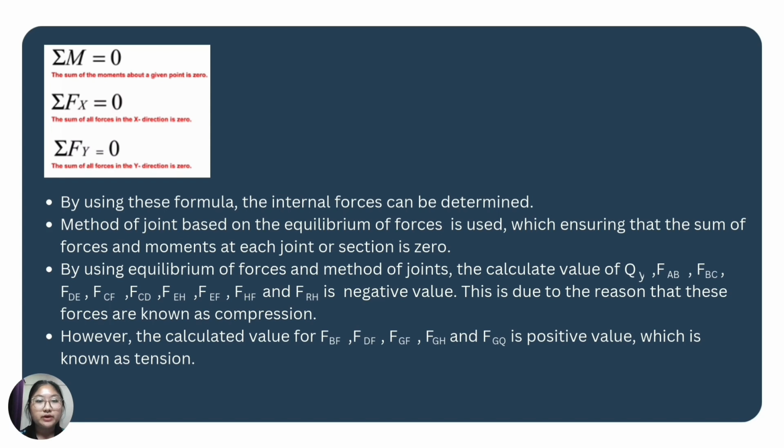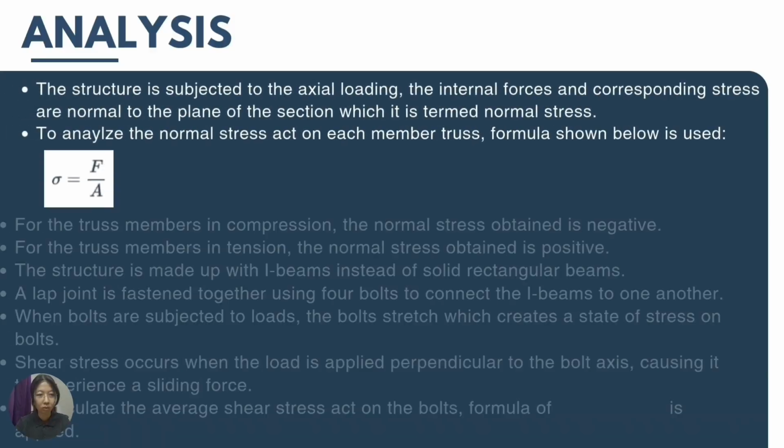By using equilibrium of forces and the method of joints, the calculated values of Qy, Fab, Fbc, Fde, Fcf, Fcd, Feh, Fef, FHF, and FRH are negative values. This is due to the reason that these forces are known as compression. However, the calculated values for FBF, FDF, FGF, FGH, and FGQ are positive values, which is known as tension.